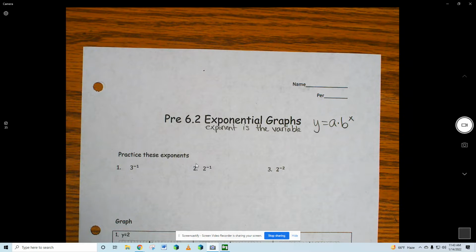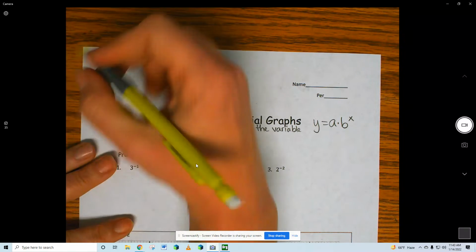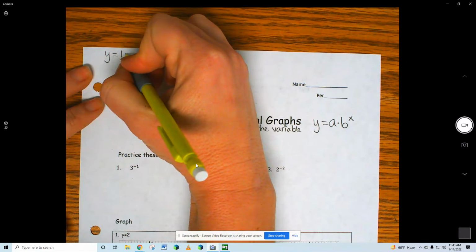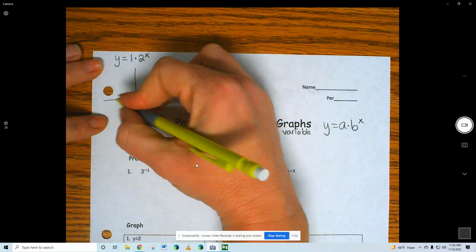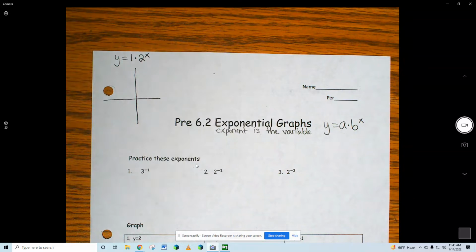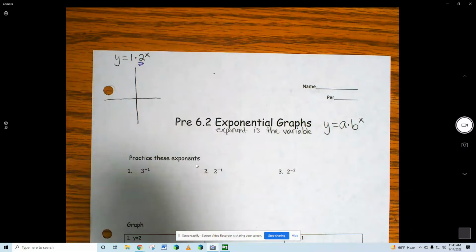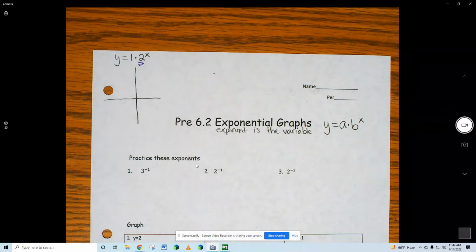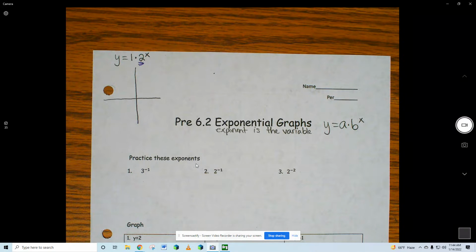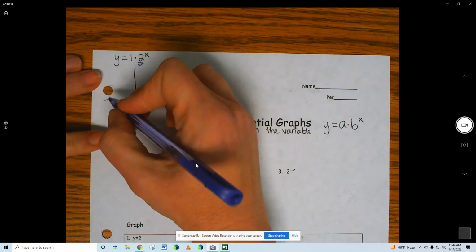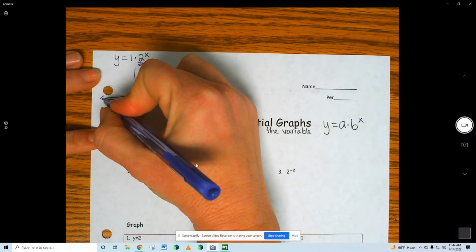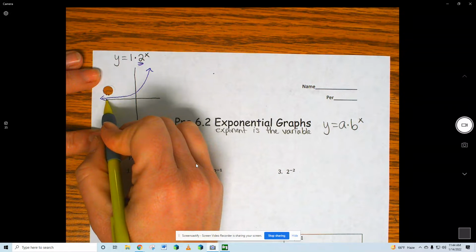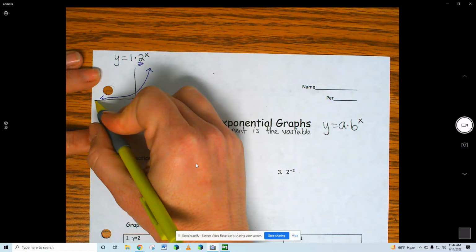So I'm going to first do y equals 1 times 2 to the X. So this equation here has a 2 as the base. That 2 that's on the base is going to give you a shape that looks like this. The graph goes upward, and it gets really close to the x-axis. The purple line gets really close to the x-axis, but it never touches.